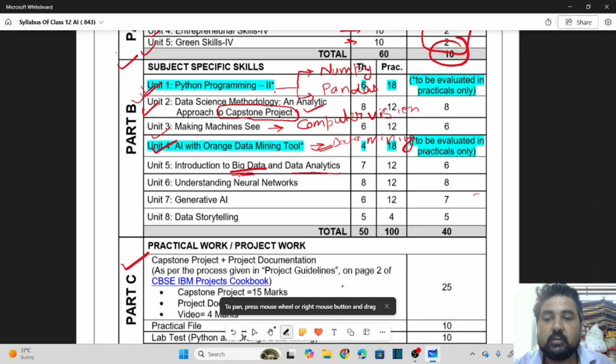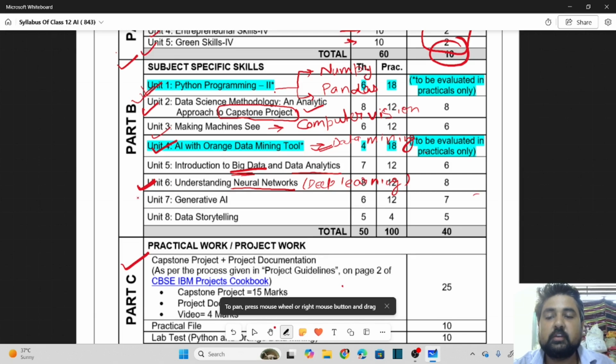Now coming to unit number 6, the part where you are going to study about neural networks. Neural network is a concept that comes under deep learning. You are going to understand the parts of neural networks, the components that neural networks contain, the working of neural networks, the types of neural networks, and the future of neural networks. These are the parts that will be covered in understanding neural networks.